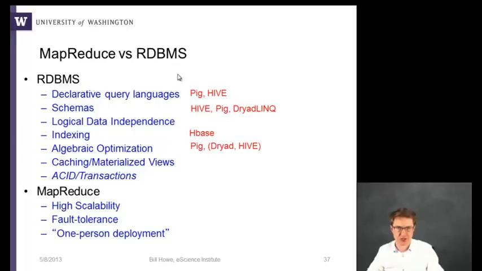But there's other features that relational databases have, and I've listed some of them here. We've mentioned declarative query languages, and we've mentioned that those start to show up in Pig and especially Hive. Now there's a notion of a schema in a relational database that we didn't talk too much about. This is a structure on your data that is enforced at the time of data being presented to the system. So any data that does not conform to the schema can be rejected automatically by the database. This is a pretty good idea because it helps keep your data clean.